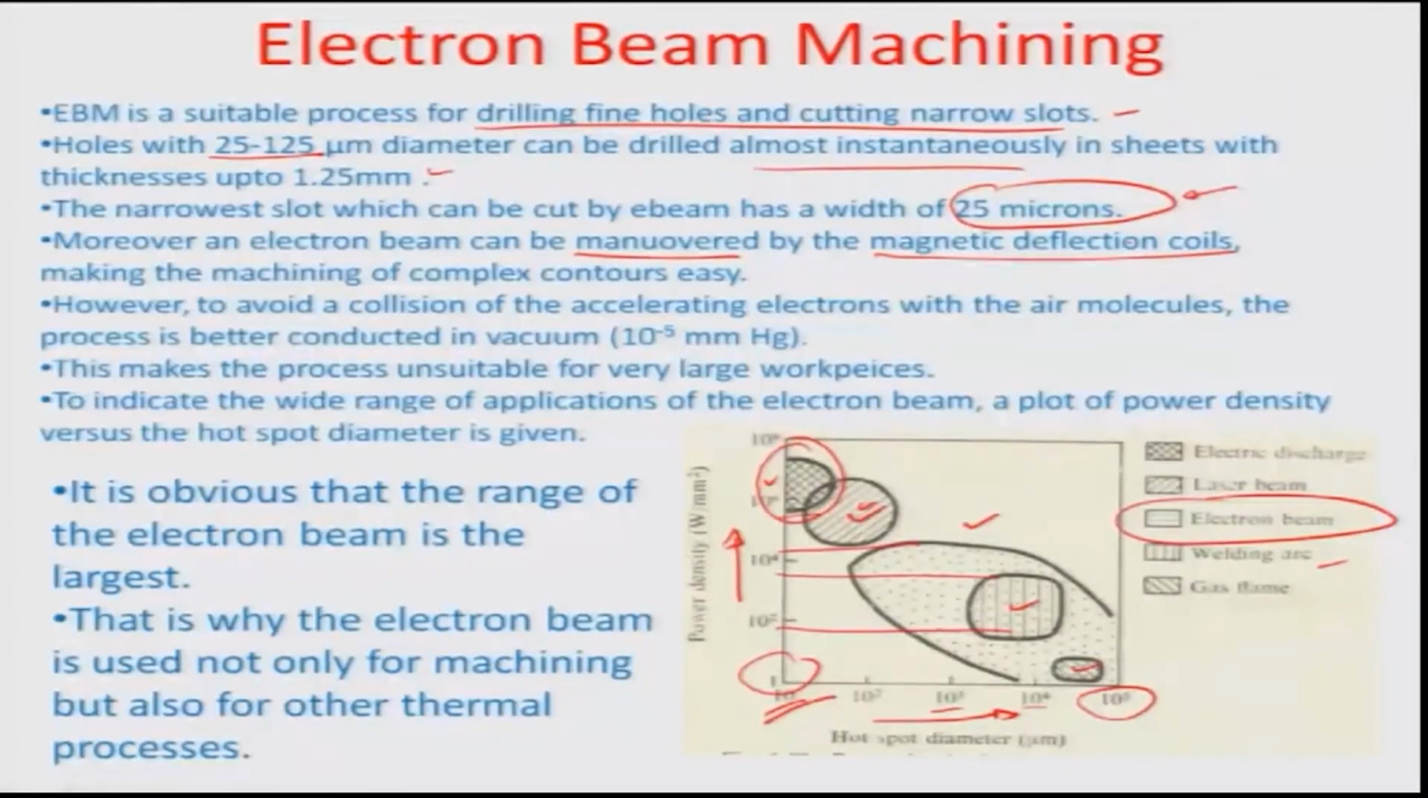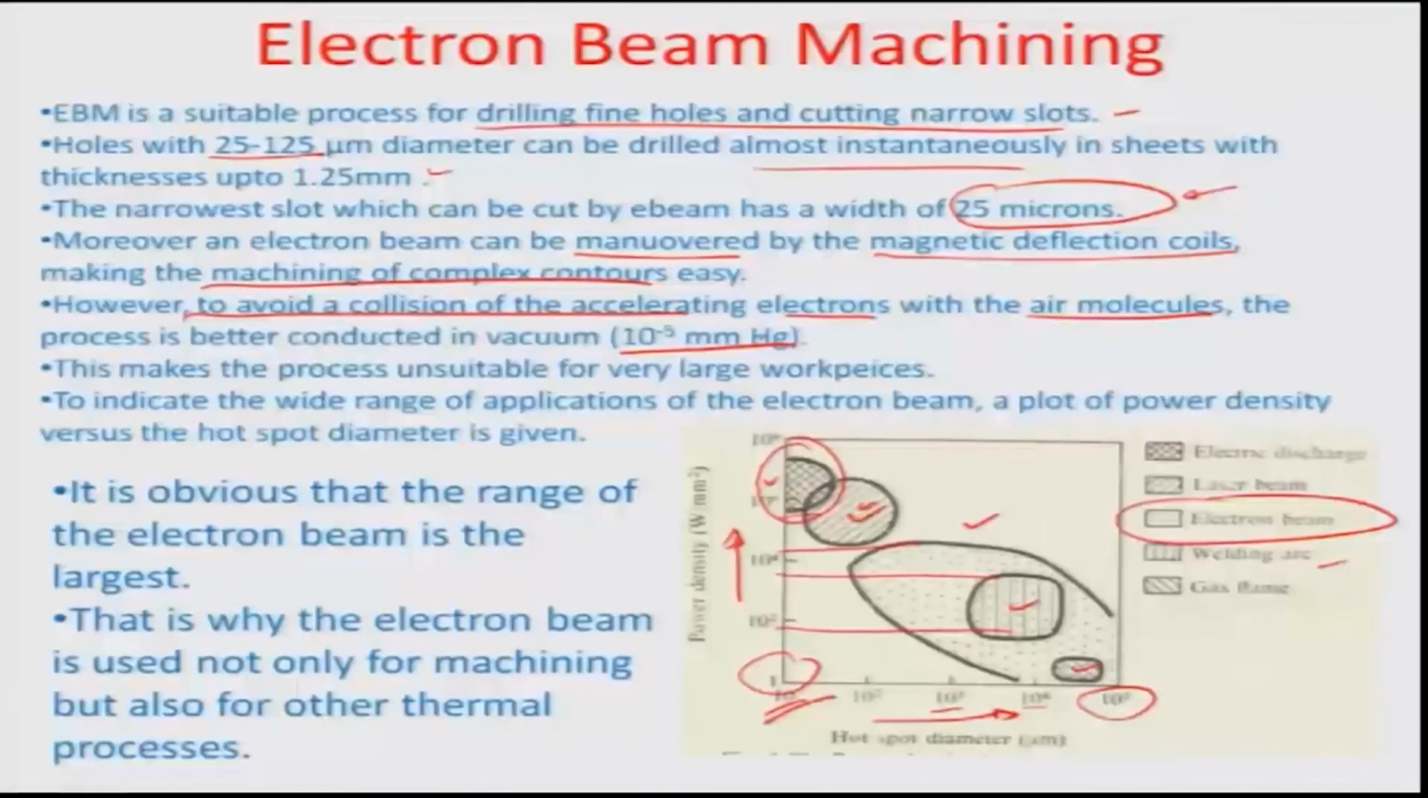And so, you can actually go for machining very complex shapes and contours when we talk about such magnetically assisted electron beam movement. However, to avoid collision of accelerating electrons with air molecules, you typically need to apply vacuum columns in which this electron beam processing can be done. So, the workpiece is quite limited in its size, which is limited by the vacuum column. It is very expensive to evacuate a column, and the vacuum levels we are talking about are about 10 to the power of minus 5 millimeters of mercury.